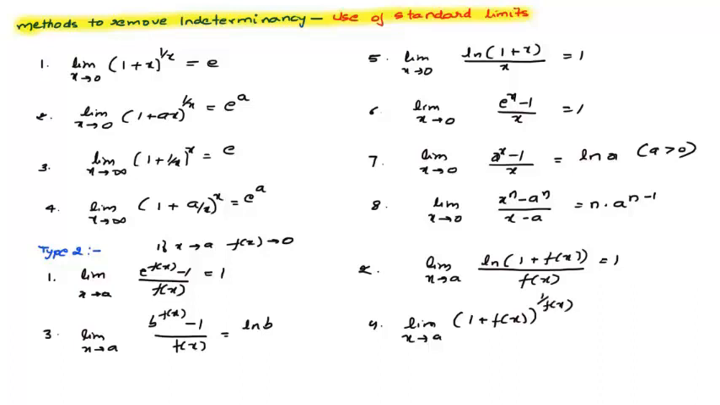So if you look at it carefully, it is of the form first one, so it will come out as equal to e. In place of x, if f(x) is there and for x tending to a, f(x) is tending to infinity, you can again reapply these limits in this form. Now let's have a look at some of the questions based on these. Moving on to the questions, the first question here is the basic one.